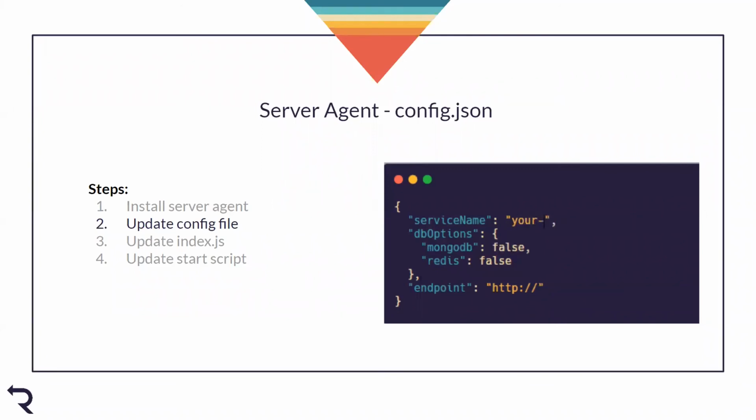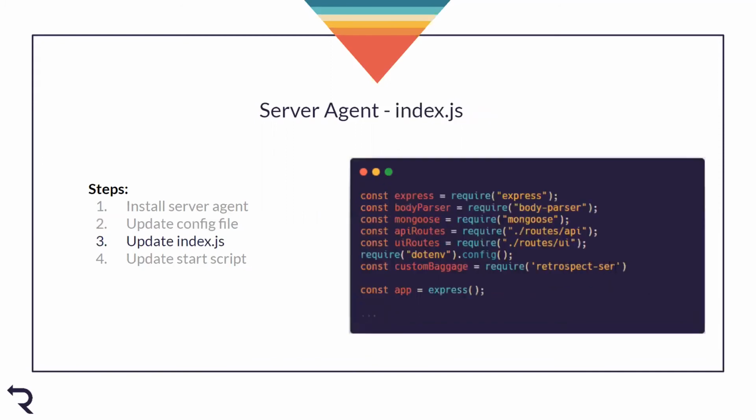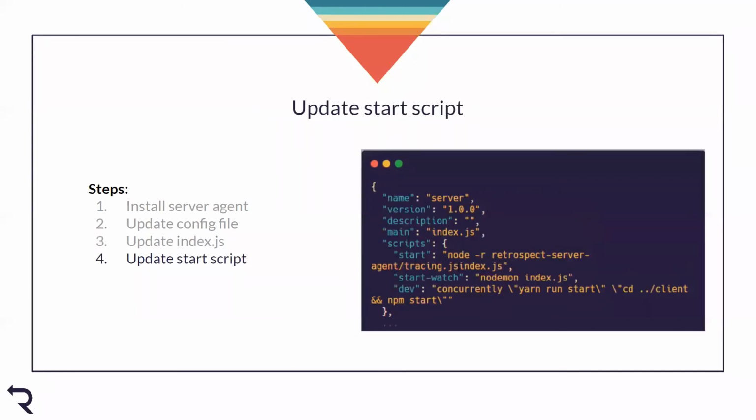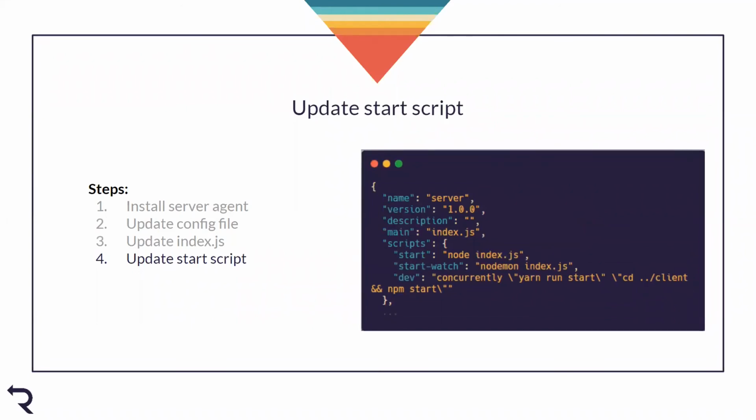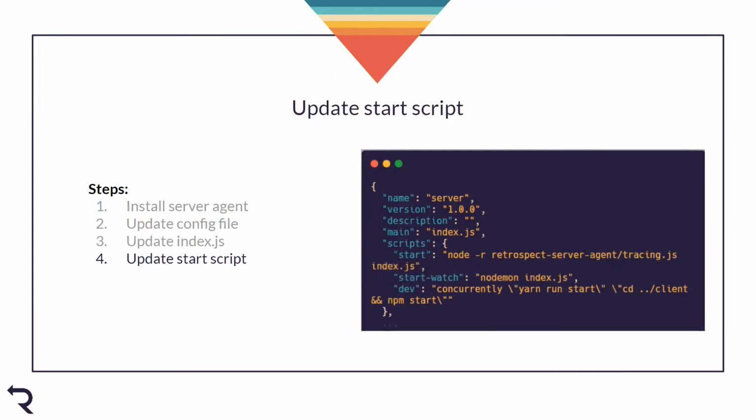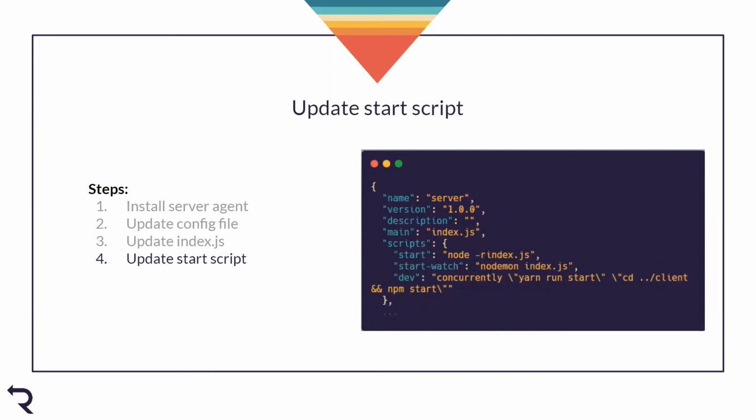And then step 3 is to update the endpoint to allow spans to be sent to our API that he did for the client agent as well. Step 3 is to update the index.js file. Here, Bob will have to import the server agent into his startup file and use it as a middleware. And then step 4, Bob will have to update the start script of his server to start the tracing file before starting his server startup file. So this would be his index.js file.